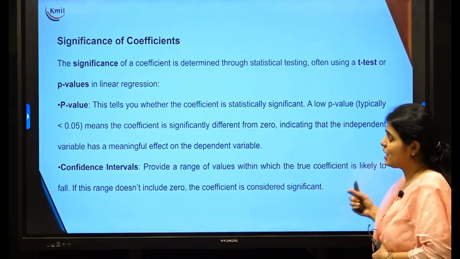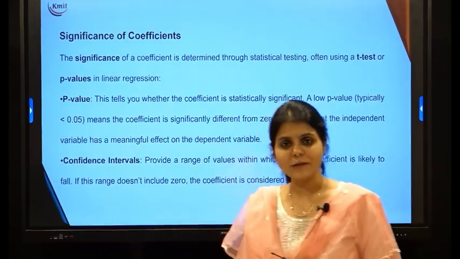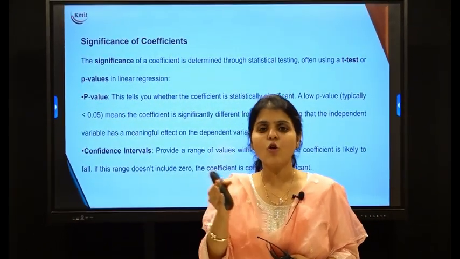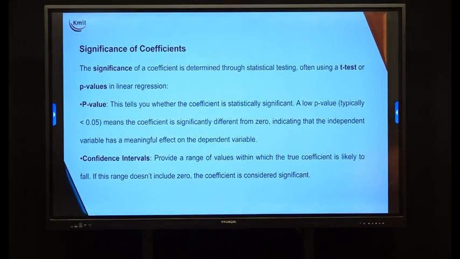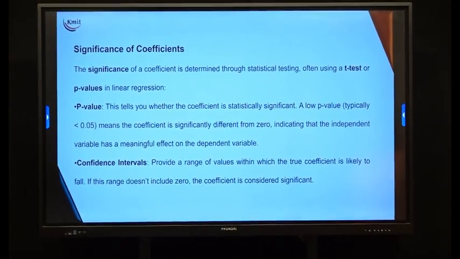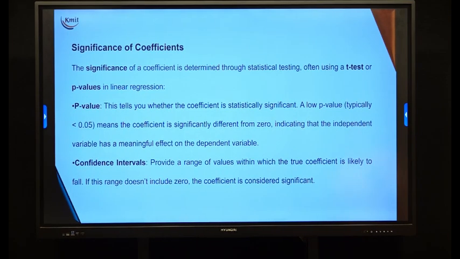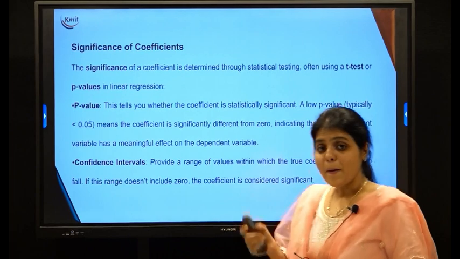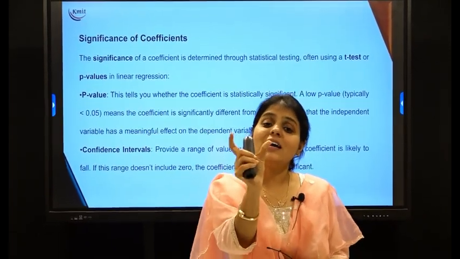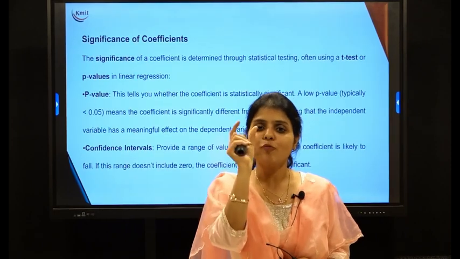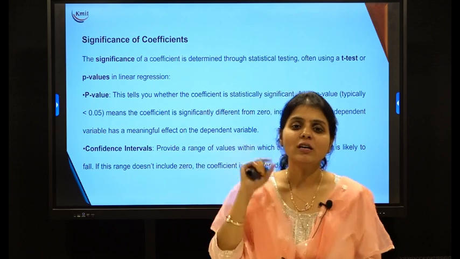The p-value tells whether the coefficient is statistically significant or not, whether that is actually helpful or not. Now a low p-value, that is less than 0.05, means the coefficient is significantly different from 0, indicating that the independent variable has a meaningful effect on the dependent variable, that is, X has a meaningful effect on Y, that is, they are highly correlated. A low value of p says more dependency of Y on X.